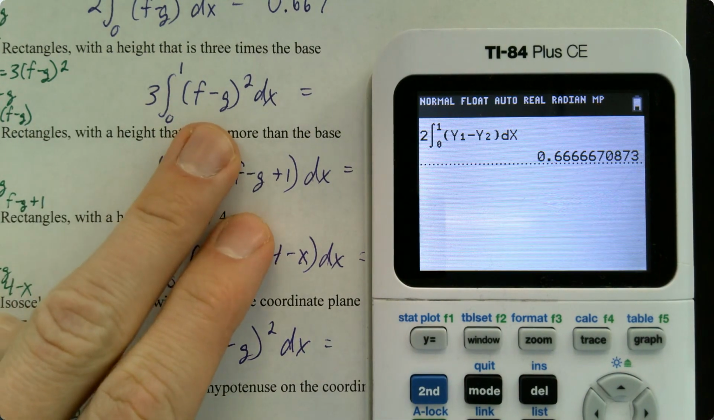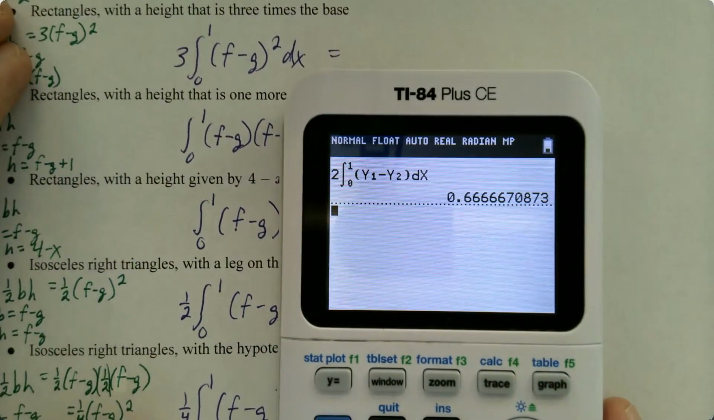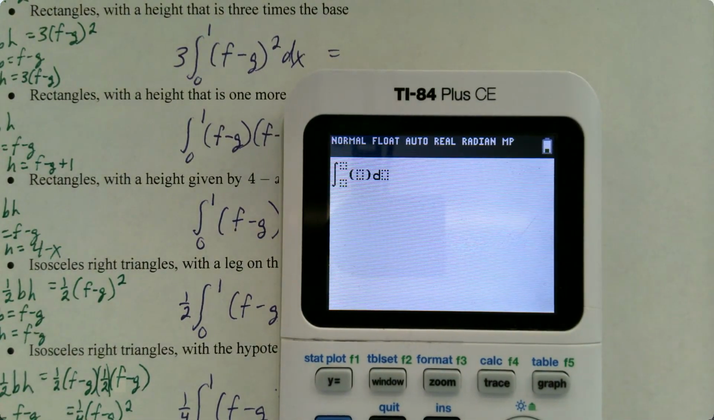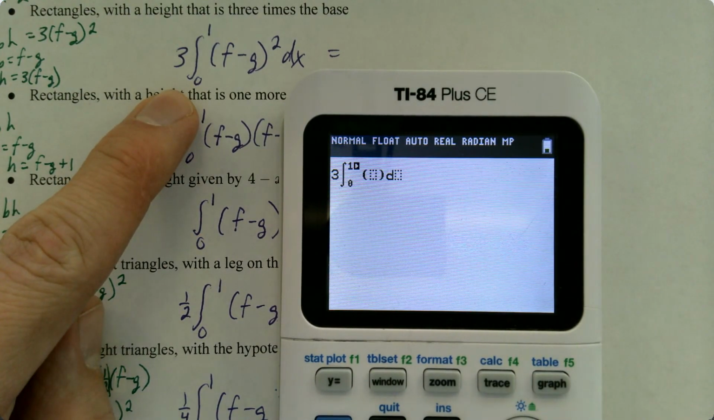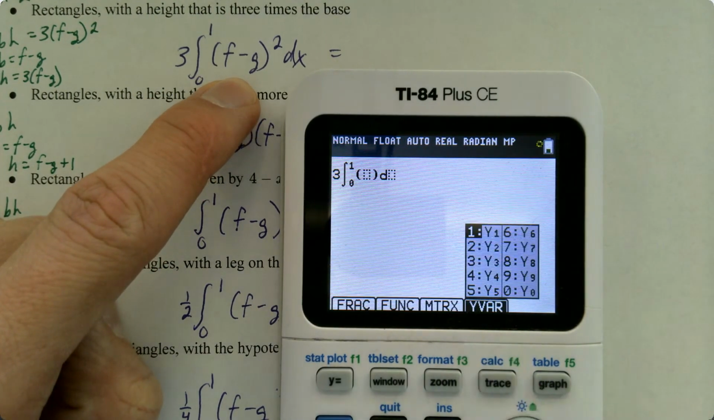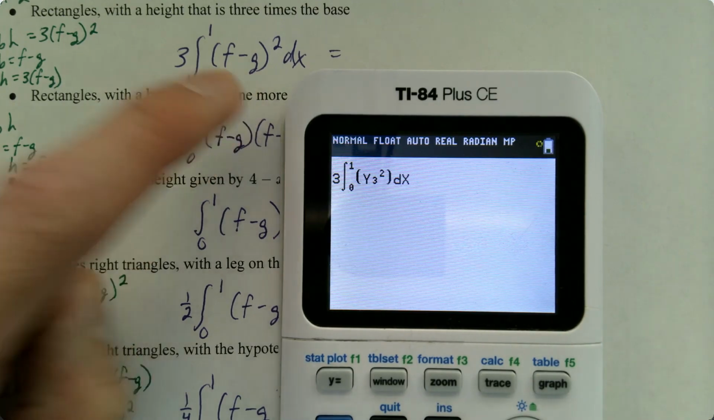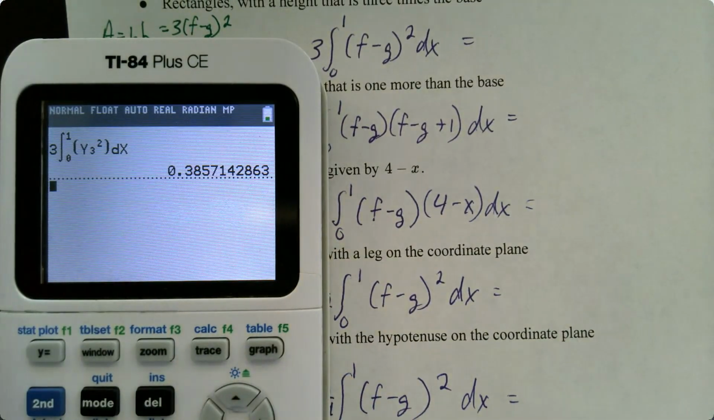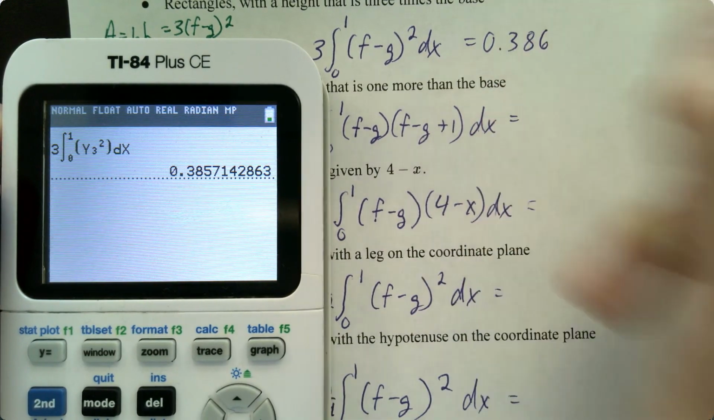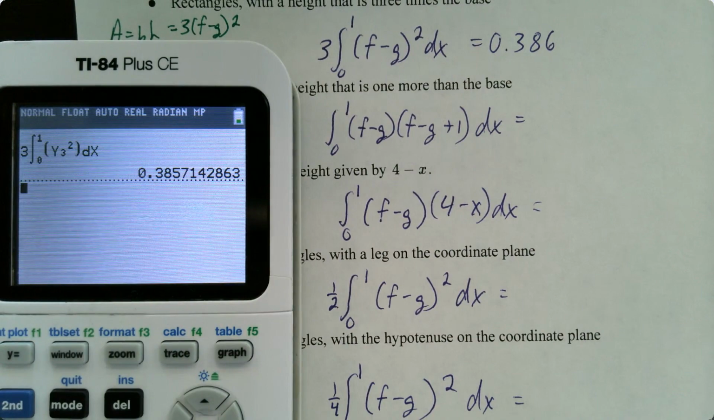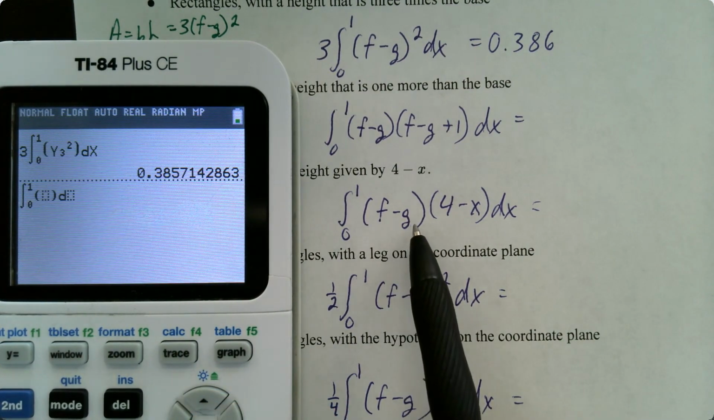Okay, let's do this one, which actually is this answer tripled, but we have a new shortcut, so let's use it. Math 9, whoops. 3 times math 9 from 0 to 1 of f minus g, that would be y3, and it is squared dx. There we go. Said we're going to crank them out fast, so let's start this process a little faster. 0.386.